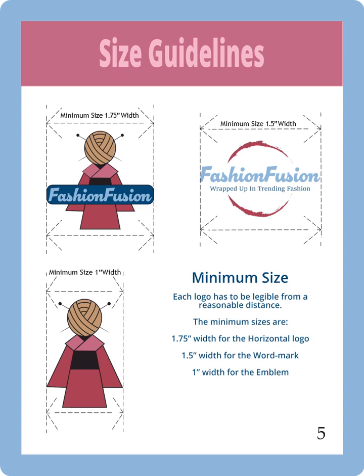Size guidelines. Here you can find examples of the minimum sizes for each logo. Minimum size. Each logo has to be legible from a reasonable distance. The minimum sizes are 1.75-inch width for the horizontal logo, 1.5-inch width for the word mark, 1-inch width for the emblem.